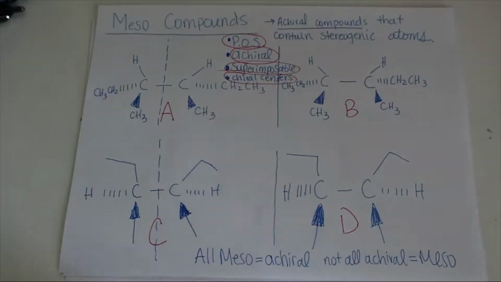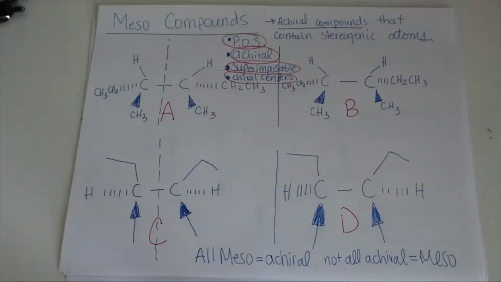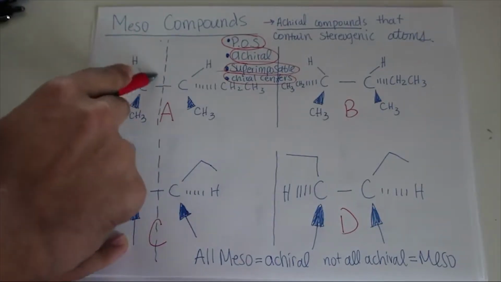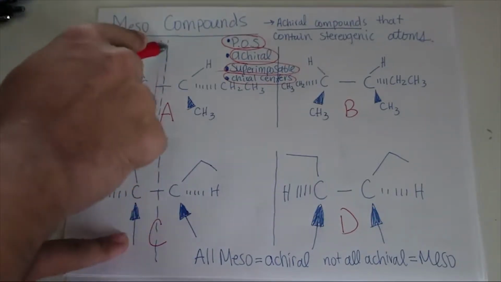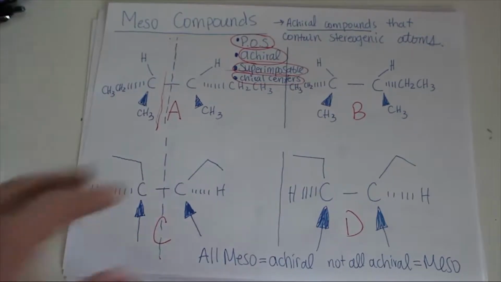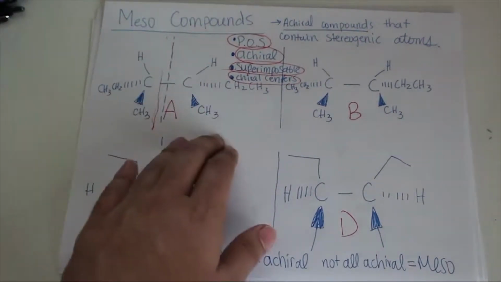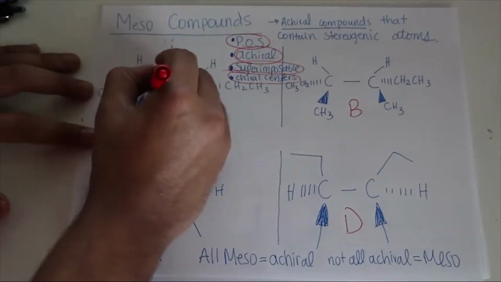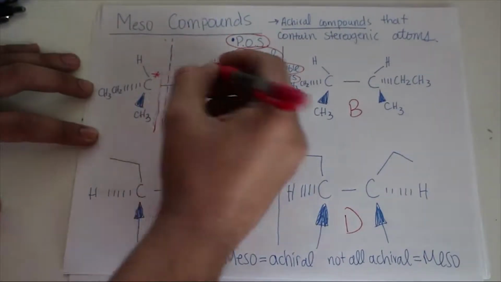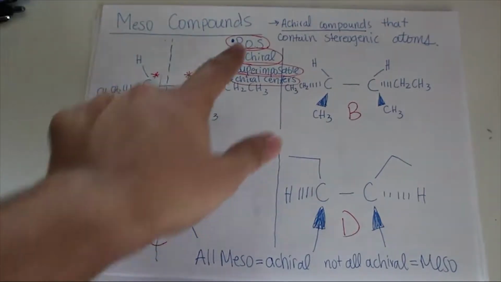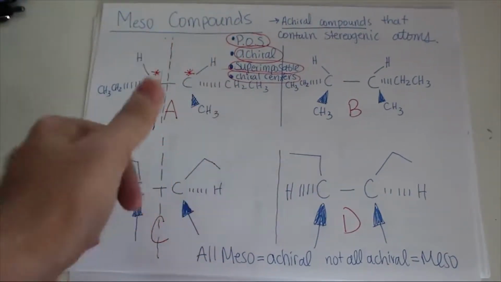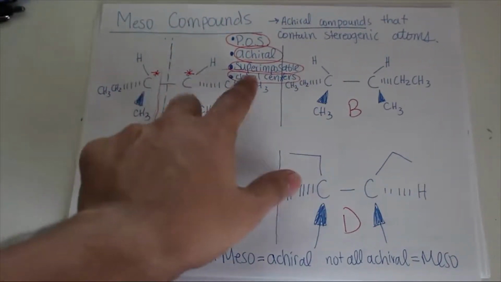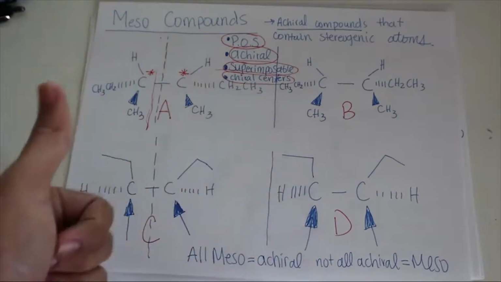And just so you can visualize what a meso compound looks like, we have that internal mirror plane of symmetry going down the middle, proving that both sides are exactly the same. And we also have those two chiral carbons going through the structure in both sides. So we have that internal mirror plane of symmetry, that's a check. We have two chiral carbons or two chiral centers, same thing, that's another check.